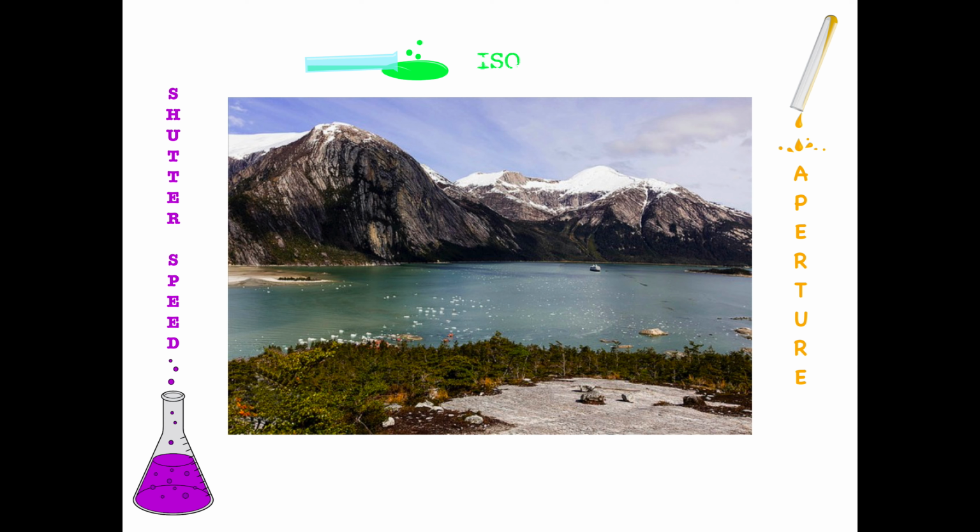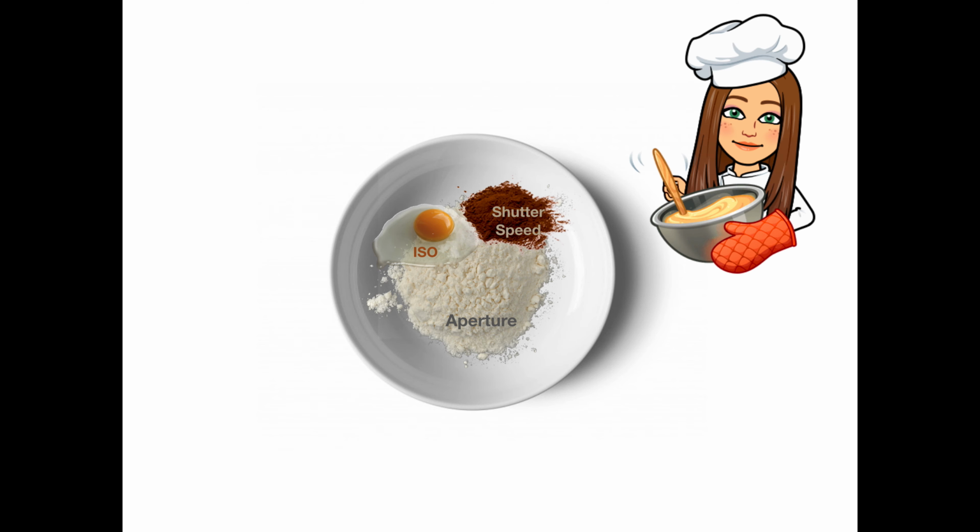Okay, so for every perfect image that has perfect lighting, beautiful colors, there's 3 different formulas that go into it. We have shutter speed, ISO, and aperture. 3 very important ingredients in our recipe. So for every recipe, say you're going to make a cake. You might use some of the same ingredients as you would for cookies, right? But it's not the same amount of each.